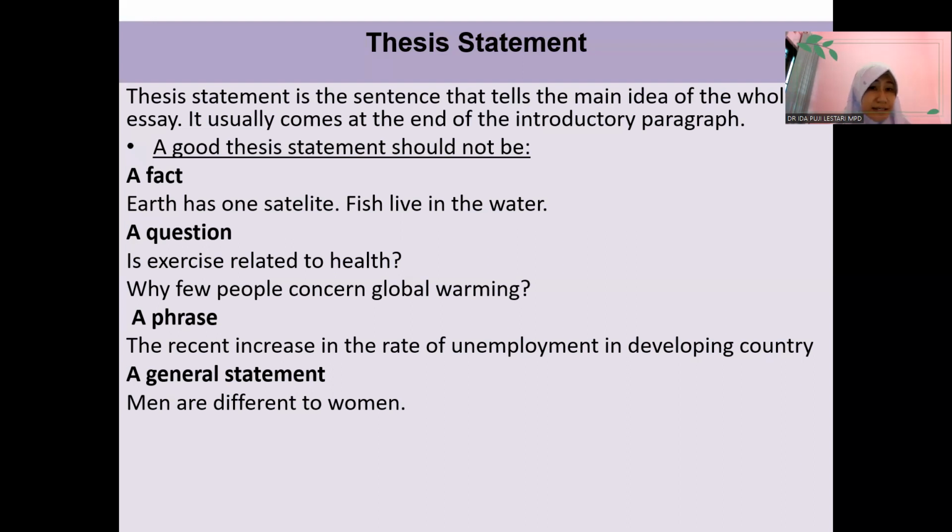A thesis statement should not be a question. For example, is exercise related to health? Why few people concern global warming? You also have to avoid a thesis statement that is a phrase. For example, the recent increase in the rate of unemployment in the developing country. And the last one, a good thesis statement should not be a general statement. For example, men are different to women.